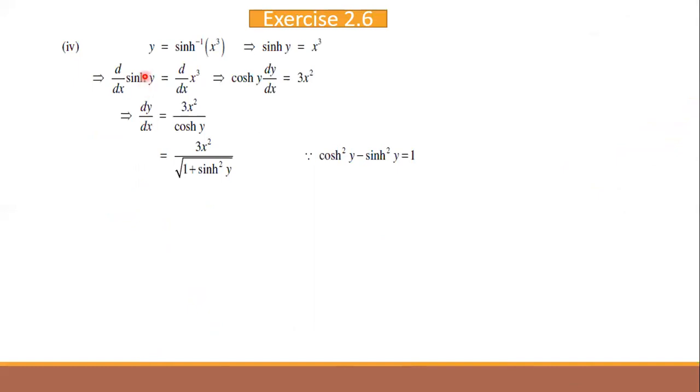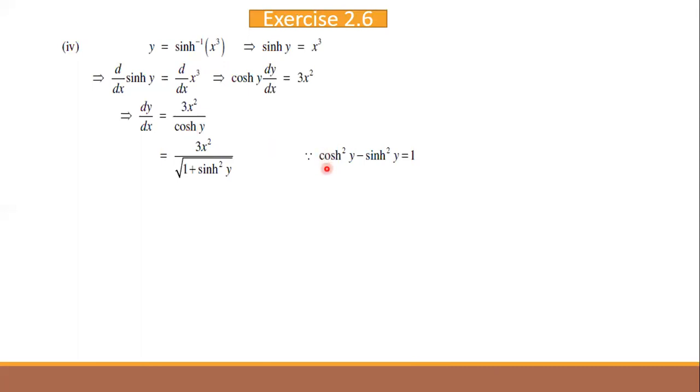Now we will move to the last part, that is part number 4. y is equal to sinh inverse of x cube. When this sinh inverse goes to the left hand side, it becomes the simple hyperbolic function sinh y is equal to x cube. Differentiate with respect to x on both sides: the derivative of sinh y is cosh y, and the derivative of the angle, here the angle is y, so dy by dx. And the derivative of x cube with respect to x is 3x square. Cosh y goes to the denominator on the right hand side: 3x square over cosh y.